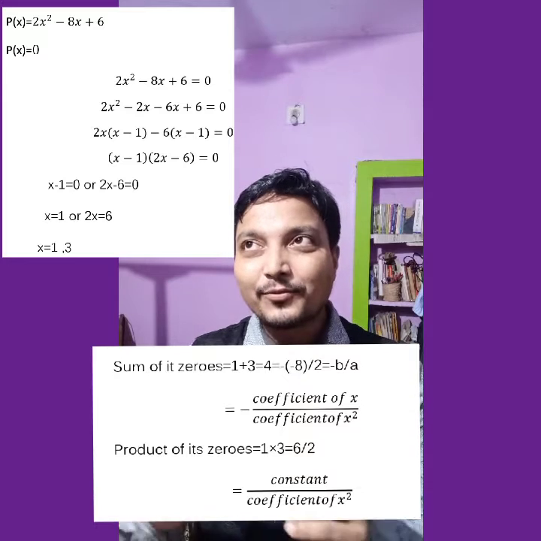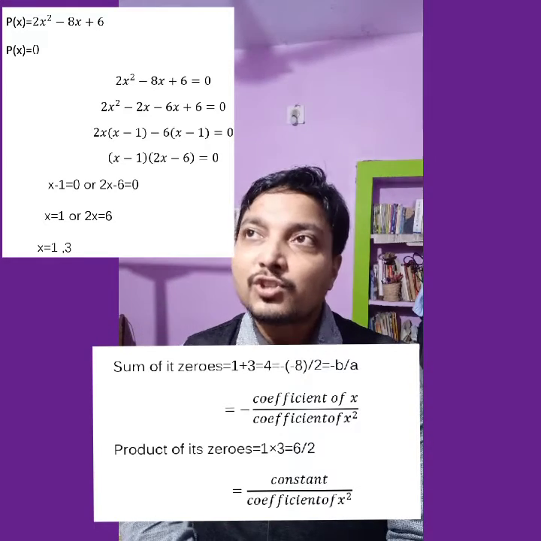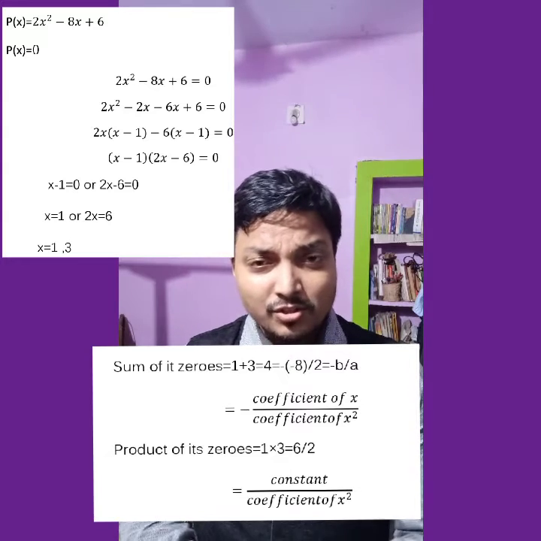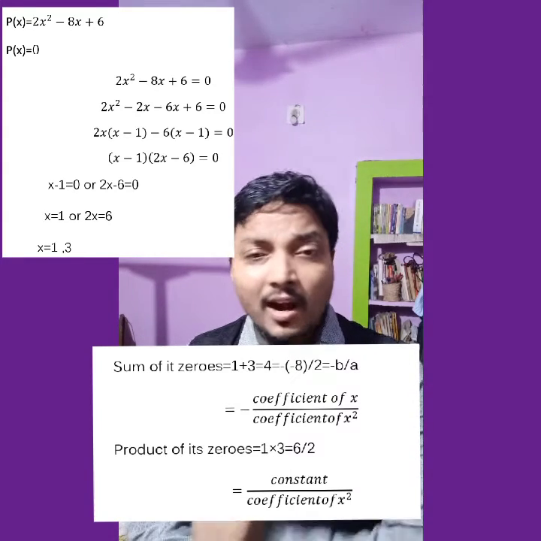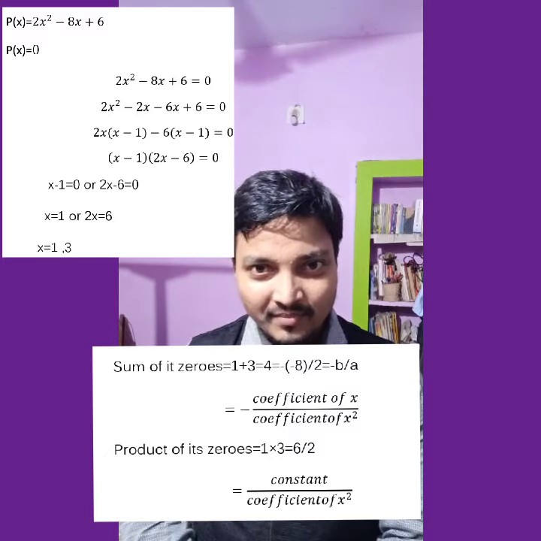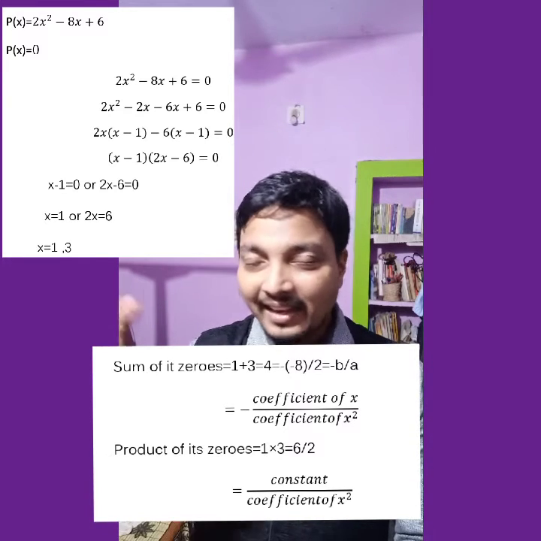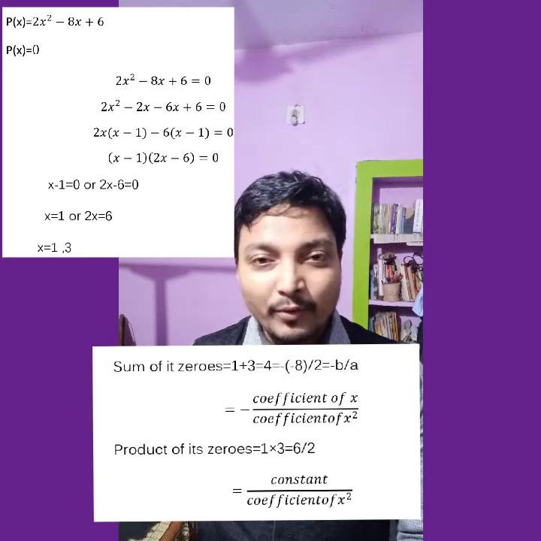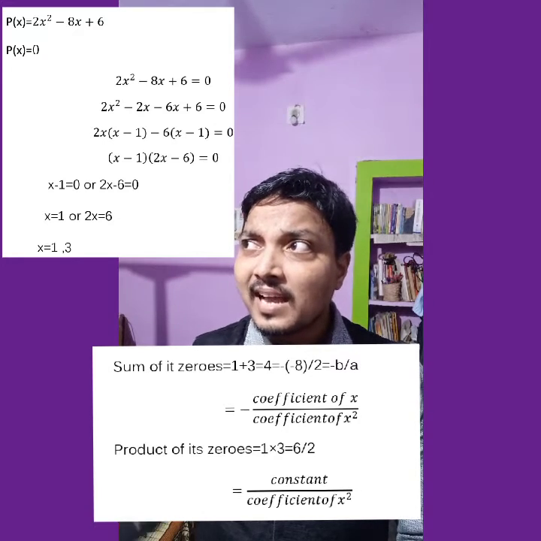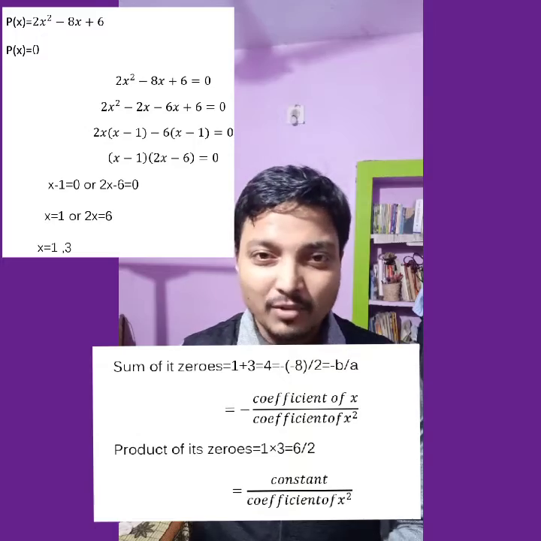So from this discussion one thing is clear: the sum of the 2 zeros can be expressed as minus b by a, in terms of the coefficients, and the product of the 2 zeros can be expressed as c by a. C means the constant, divided by a, the coefficient of x square. So another example we need to check, then we will be much more sure.